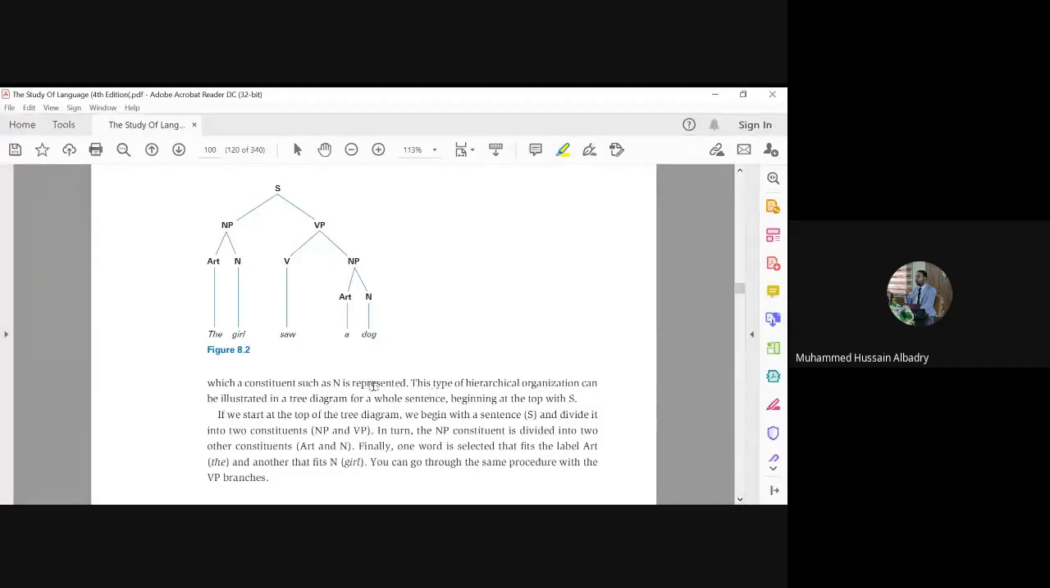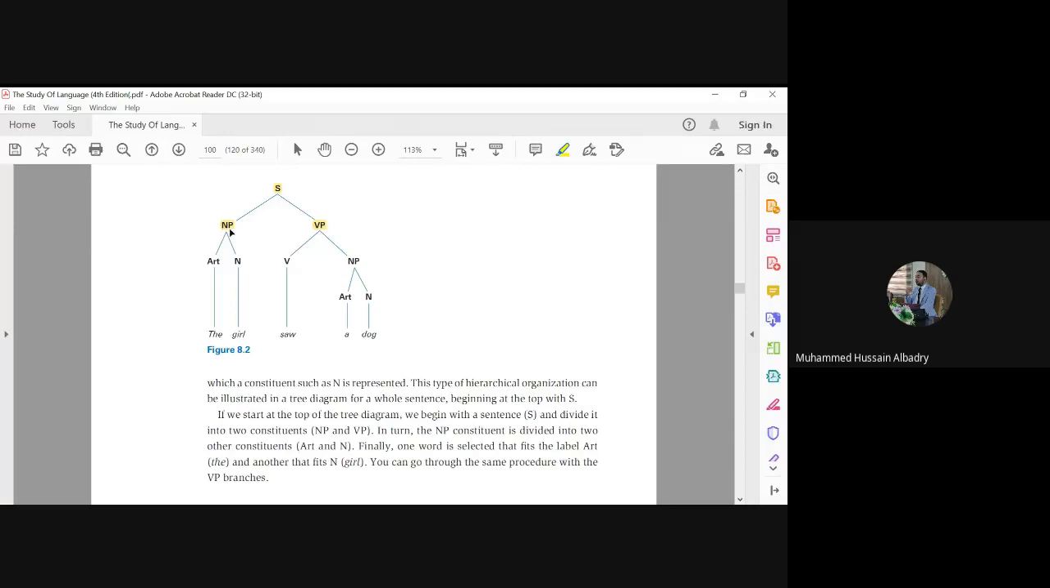Here we have a whole sentence. The girl saw a dog. The girl saw a dog. How to make a diagram for this sentence? First, you have to put sentence. Okay, here the explanation. S, sentence. The sentence consists of noun phrase, verb phrase. Okay, noun phrase, verb phrase.